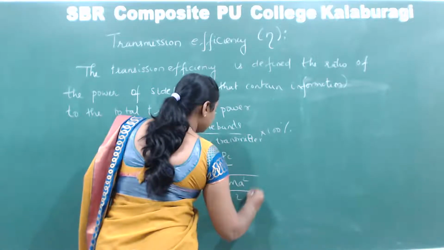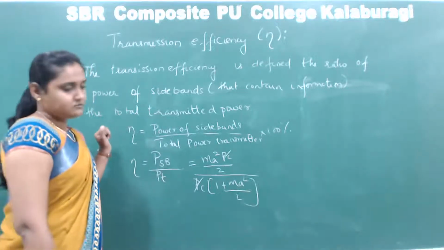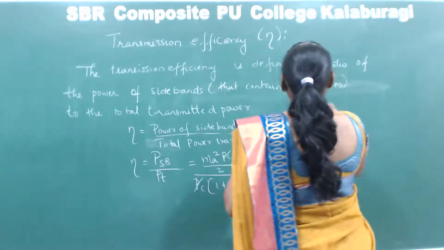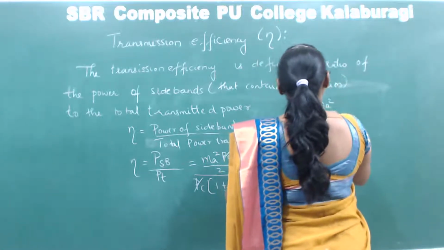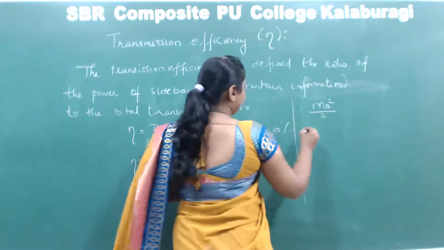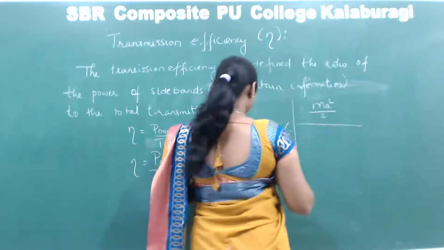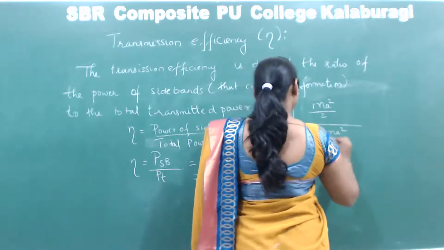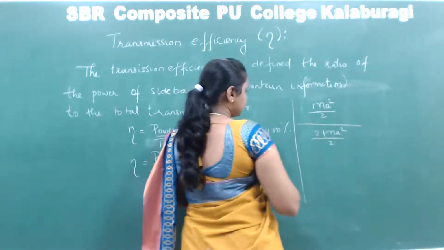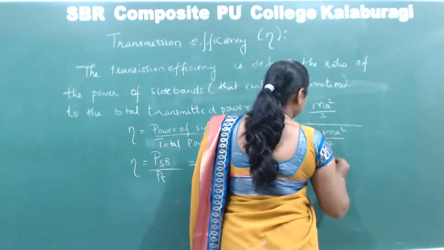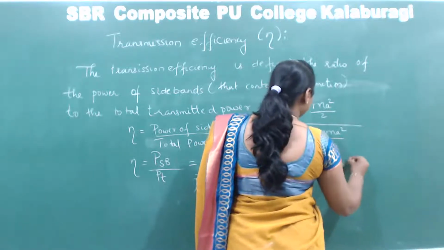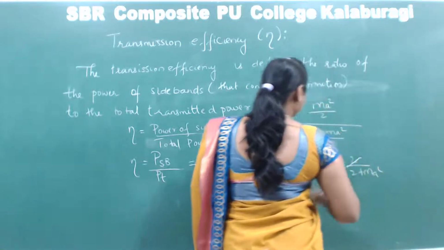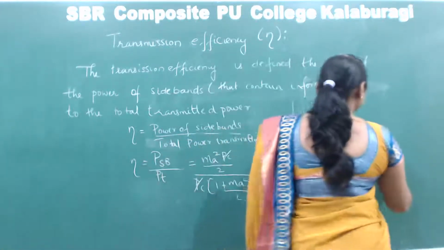PC and PC get cancelled. Further, how can this expression be written? MA square by 2 divided by (2 plus MA square) by 2. So this can be written as MA square by 2 into 2 by 2 plus MA square. 2 and 2 get cancelled.